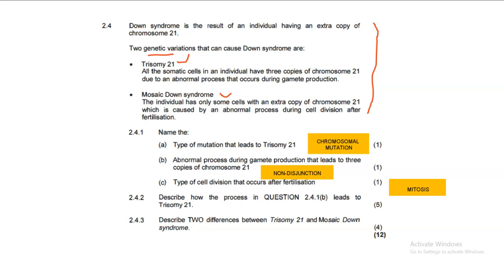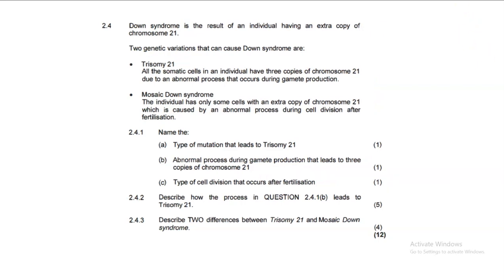Now they're asking us in 2.4.2 to describe the process which leads to trisomy 21. Here I'm going to give you different points that you must put down. First of all, we know this is occurring in chromosome number 21 because it's giving us trisomy 21. Because it's occurring in chromosome 21, we know that something is not normal, because in a normal karyotype you need to have two chromosomes in chromosome number 21. But here we know that non-disjunction will occur in chromosome number 21. That should be your first point.